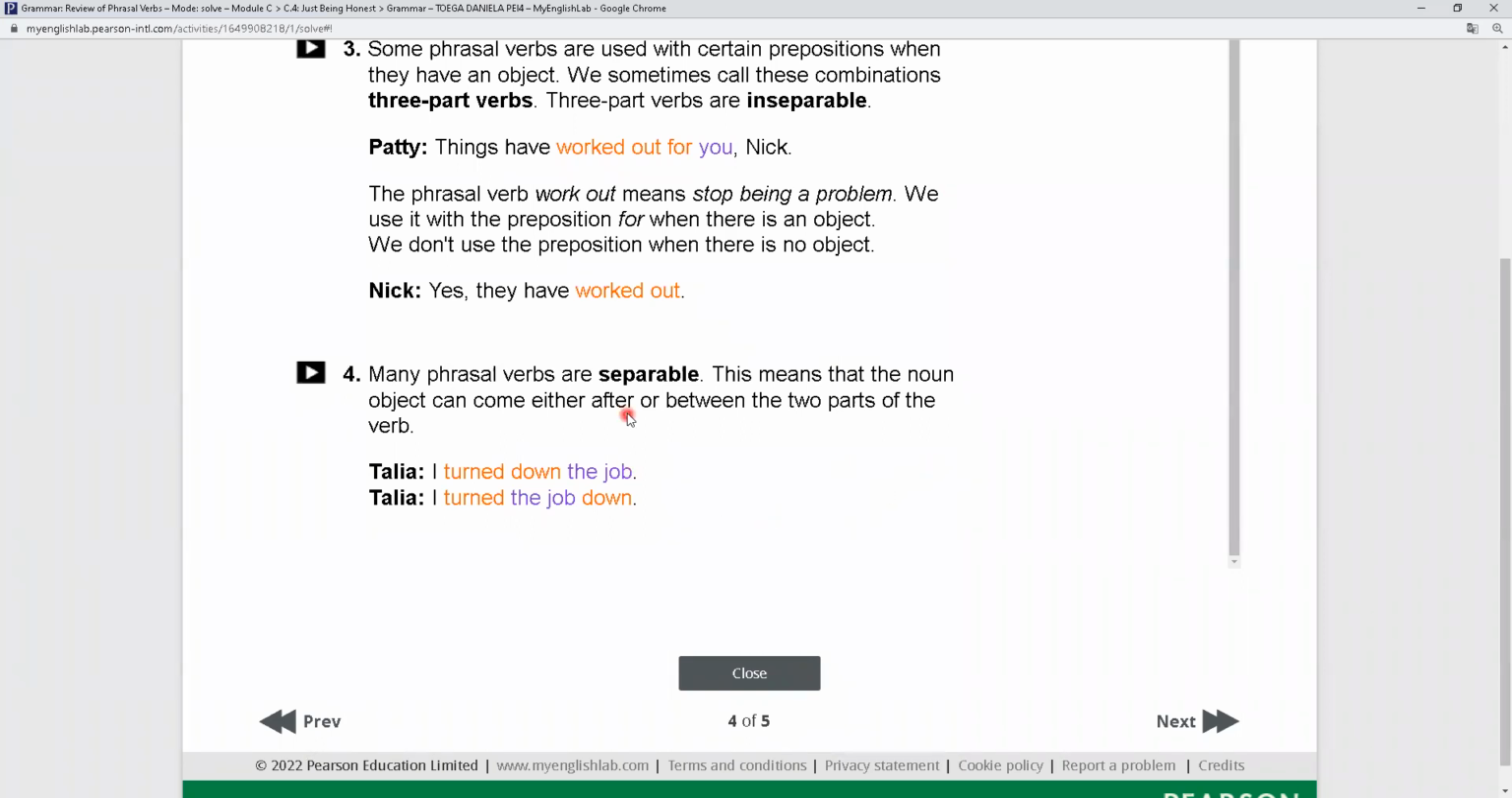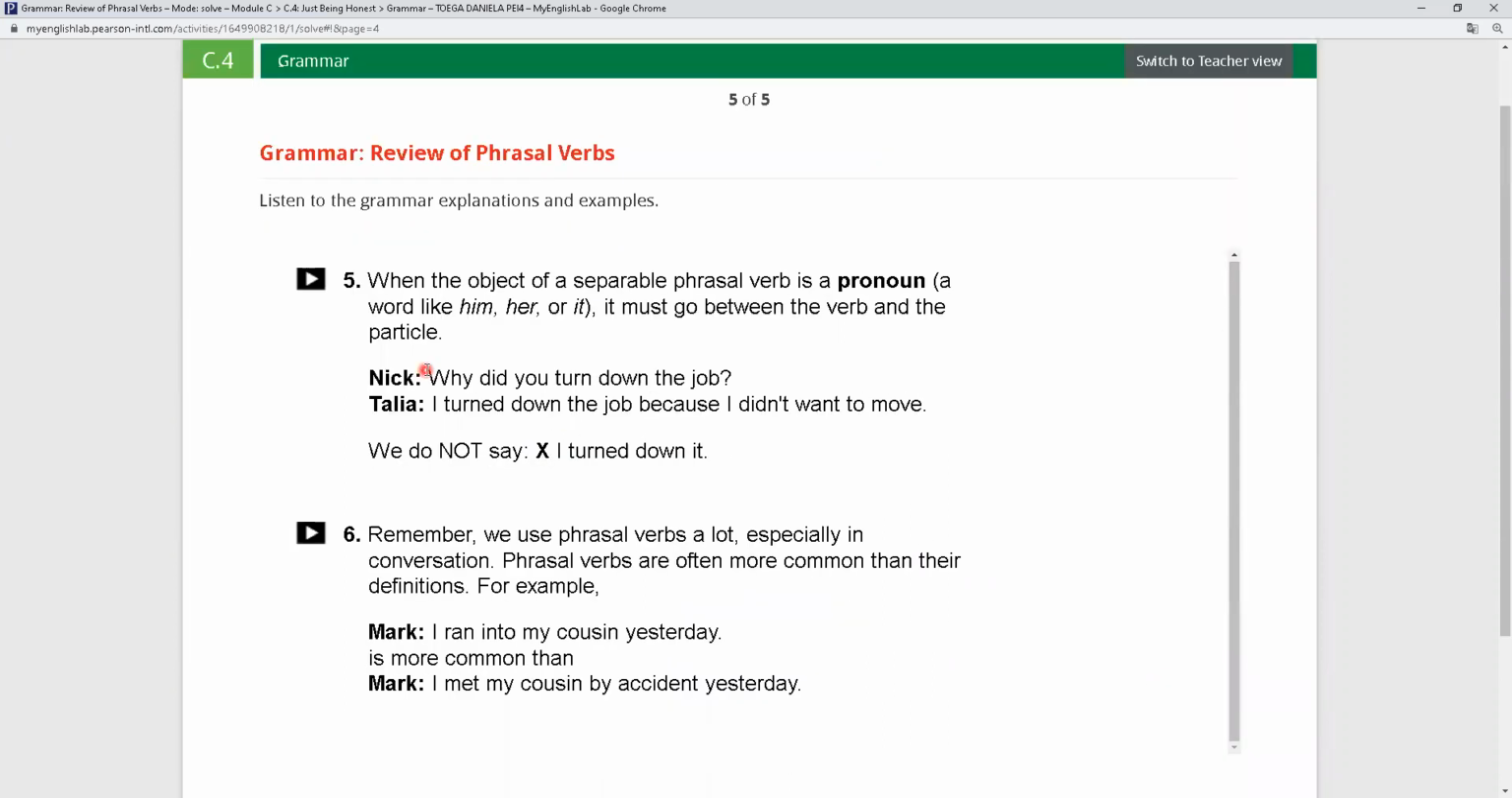Entonces, tenemos estos phrasal verbs que son separables de 2 partes. Puedes poner al medio el objeto, I turned the job down, o puedes dejarlo junto. I turned down the job. It's up to you. Okay, and all right, let's continue with number 5. When the object of a separable phrasal verb is a pronoun, a word like him, her, or it must go between the verb and the particle. Why did you turn down the job?